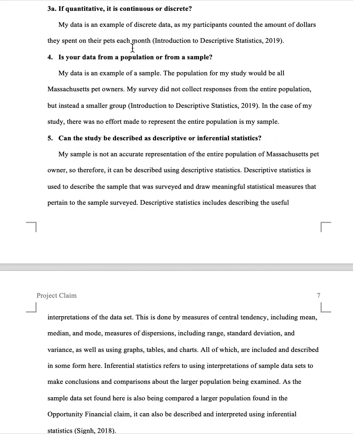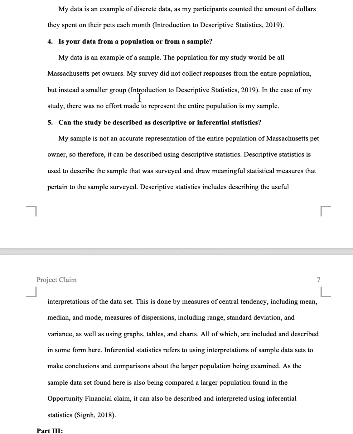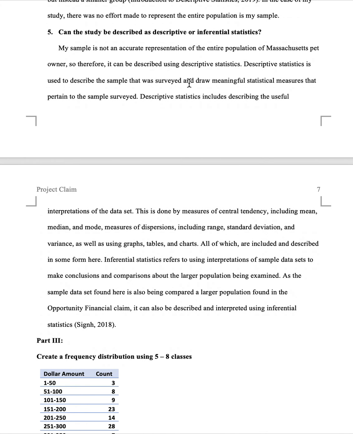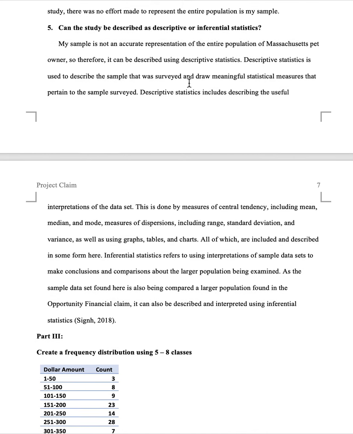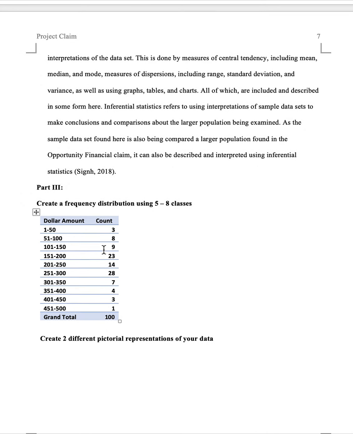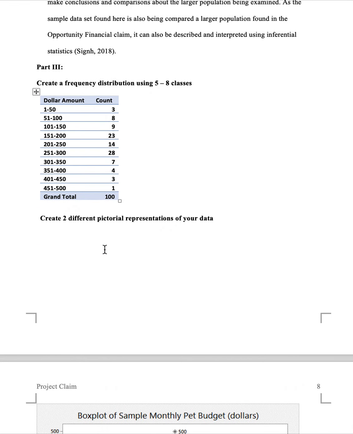Then we have, is your data from a population or from a sample? So that's our parameter versus statistic. We've already been over that. A lot of you have had things pushed back. You want to include a citation there. Is it descriptive or inferential statistics? Again, this is from that last submission. You need to give me nice, full, complete sentences on why it's one or the other, and you need to include your citation. So all of that is previously done work.